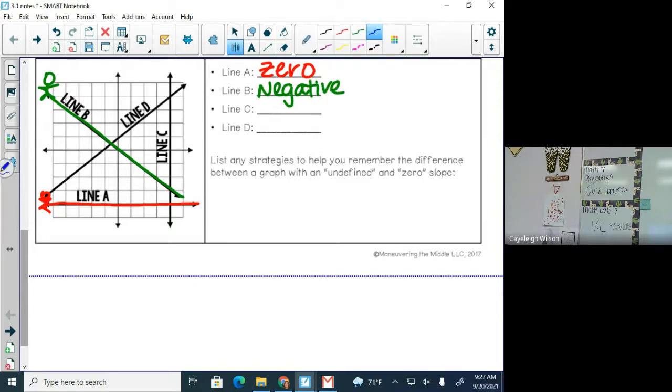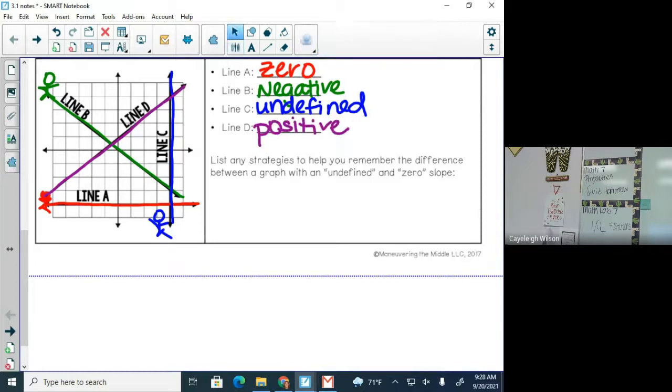All right, let's find line C. And here he is. This one's an undefined slope because there's no way that he can just go straight up in the air. So undefined. All right, and then line D, I read it from left to right. Positive. And he's going to have to go up that slope, so that one's positive. Are there any questions about looking at them and knowing how to differentiate between the four?